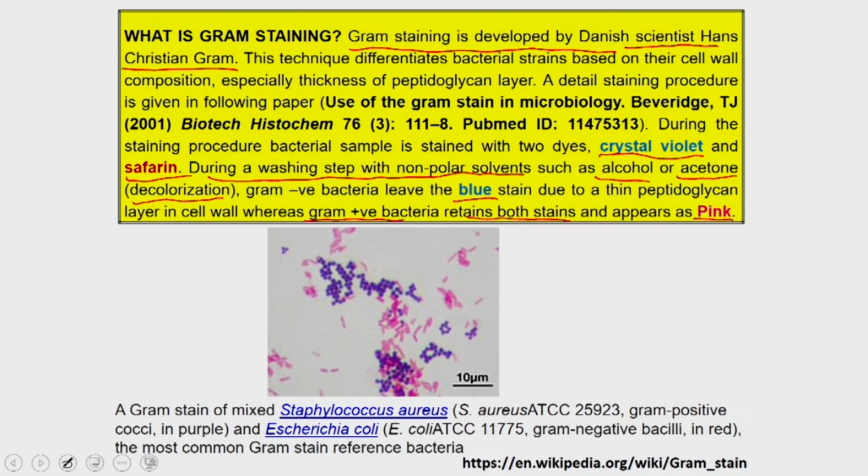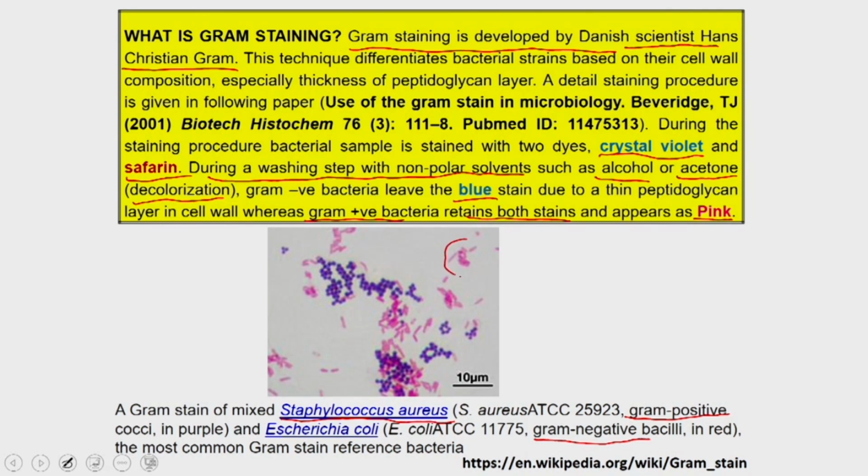So, as you can see, this is a mixture of Staphylococcus aureus and E. coli. Staphylococcus aureus is a gram positive bacteria, whereas E. coli is a gram negative bacteria, and both are mixed in this particular sample, and then it is stained by the gram stain. After the decolorization step, the gram positive bacteria, Staphylococcus aureus, is taking up the stain and appearing purple, whereas E. coli, which is losing the blue color, is appearing red in color.